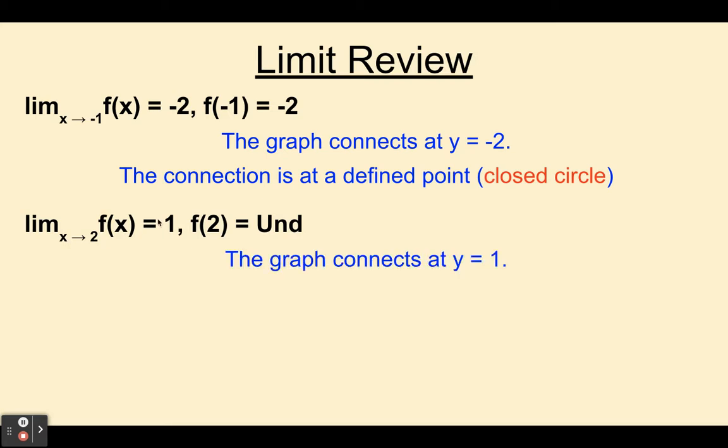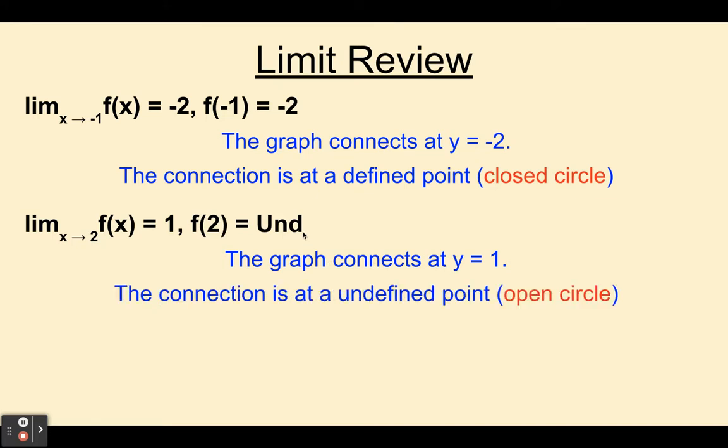Next, now I know that the graph connects at y equals 1, because the behavior around x equals 2 will be y equals 1. Now, the actual point is undefined. So I know it connects, but it can't connect at a defined point. It's got to connect at an undefined point, which is an open circle. So if you think back to the slide before, that means this is a discontinuity. I have a graph that connects, but it connects at an open circle, a gap.